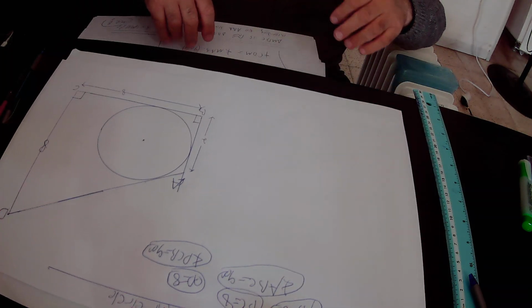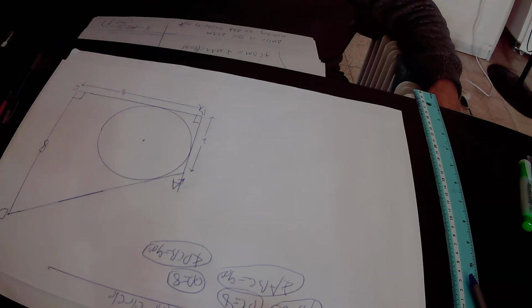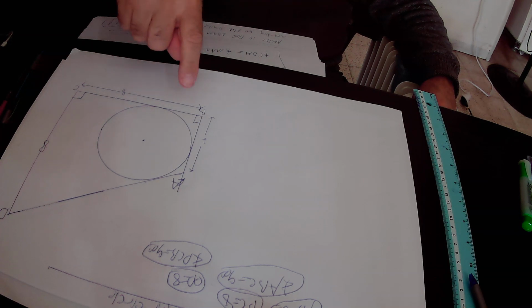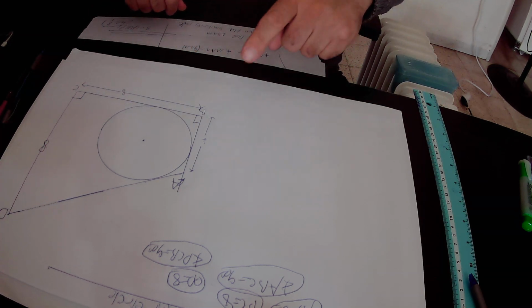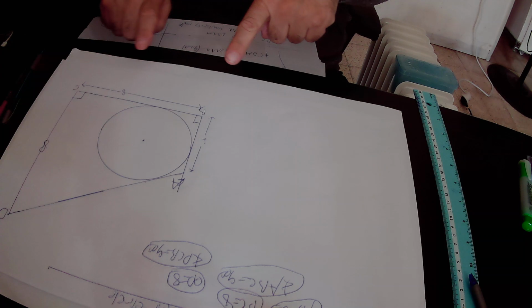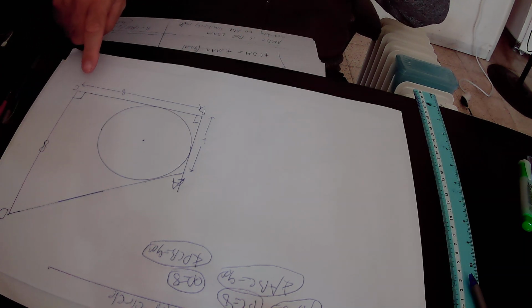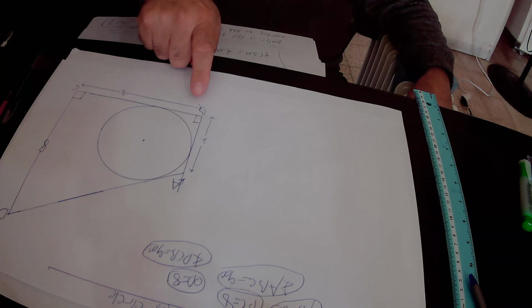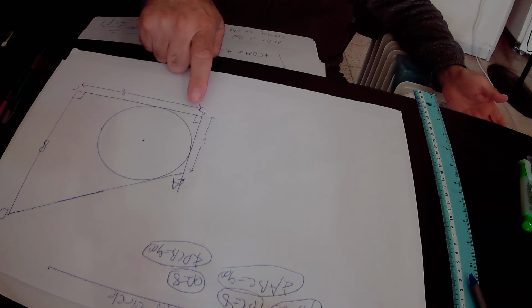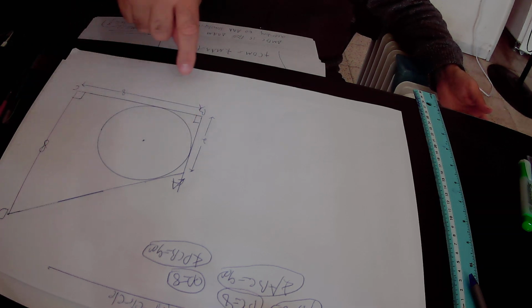So in the drawing, we have quadrilateral ABCD. Inside this quadrilateral, we have this circle. We know that side AB equals 2 units, side BC equals 8 units, side DC also equals 8 units. This angle DCB equals 90 degrees. This angle ABC is also equal to 90 degrees in size. Our mission is to find out the area of this circle.